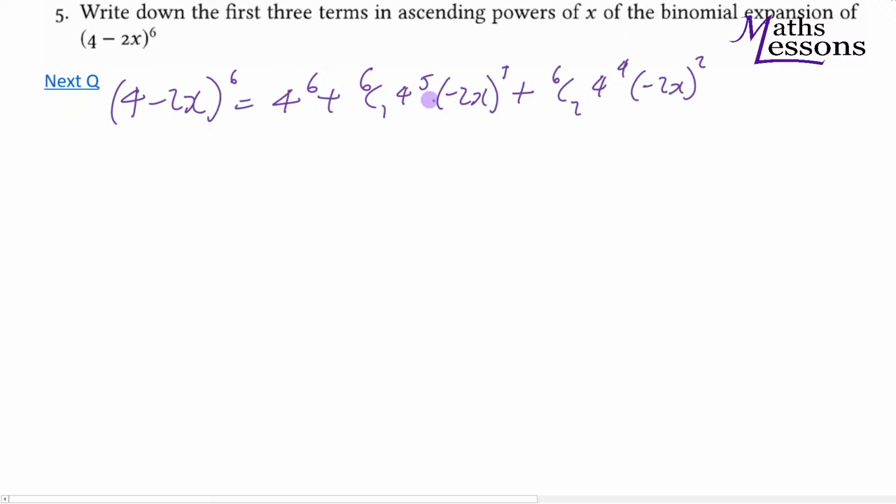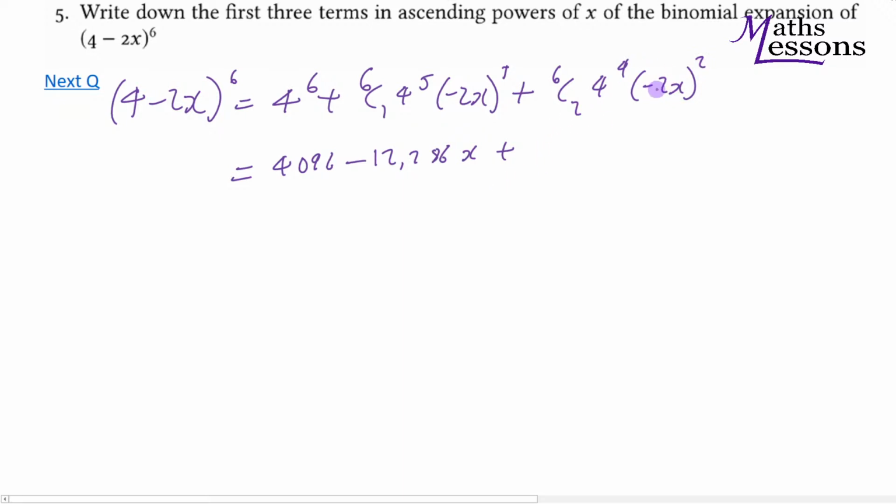Well, there's a term, there's a term, there's a term. So that's 3 terms. So all we've got to do is shove that into the calculator. So you get 4,096 minus 6C1 times 4 to the 5 times minus 2. So they get the minus there. 12,288x. And then we're going to get 6C2 times 4 to the 4, and then minus 2 squared. So it's going to be a plus.